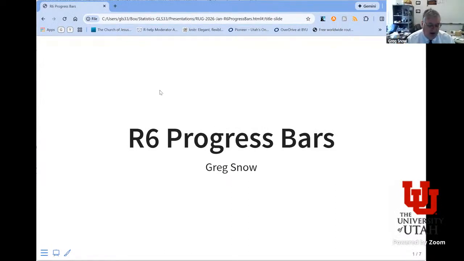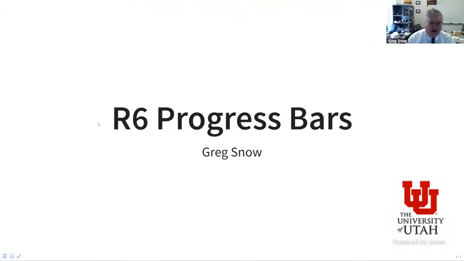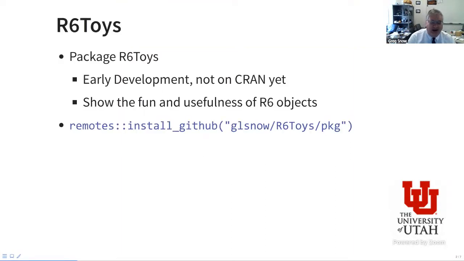Okay. So I want to talk a little bit about R6 progress bars. This is actually somewhat promoting a package that I'm working on called R6 Toys. So the progress bars are part of that. This is very pre-beta, probably even pre-alpha. I don't know what comes before alpha, but if you want to install the package to see what's there, not very much documentation yet, but you can check back from time to time. You can install it from GitHub, GL Snow R6 Toys / package, and you'll get that.